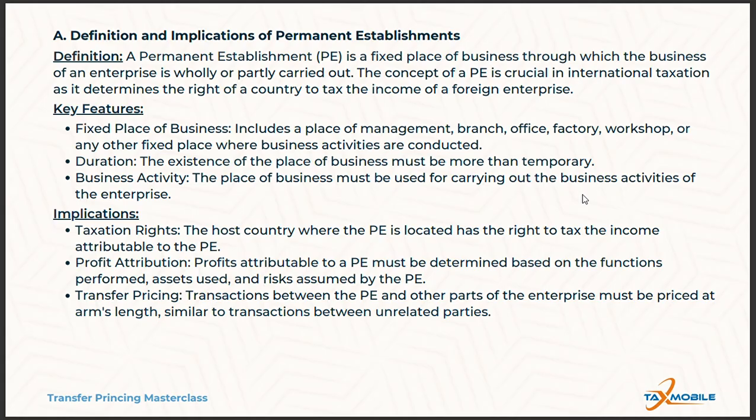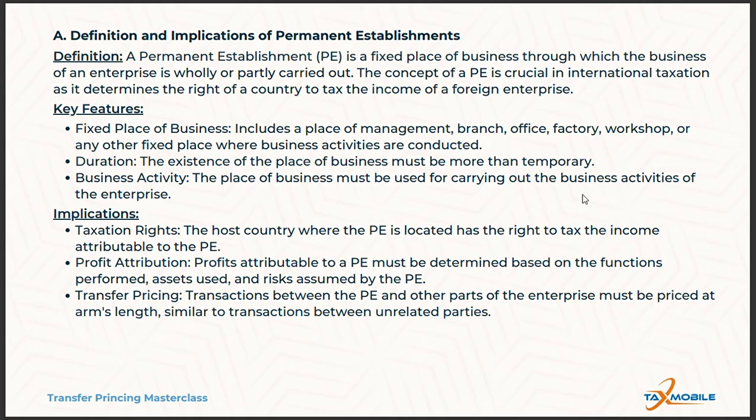Now, lastly, business activity. It is not enough for the enterprise to just have a presence in the country. That location must be used for conducting the enterprise's business activities. For example, a branch that engages in sales or provides services will typically be considered a permanent establishment. Now, let's look at implications of permanent establishment.